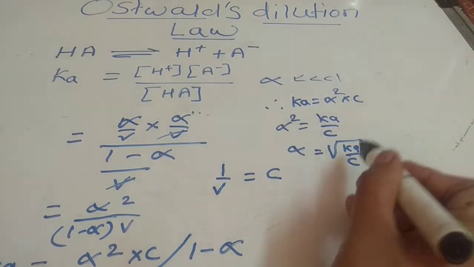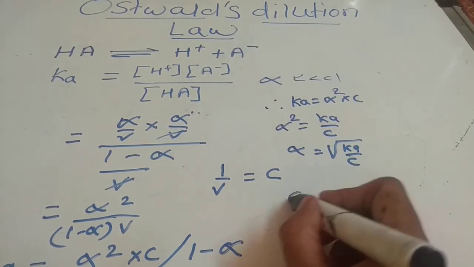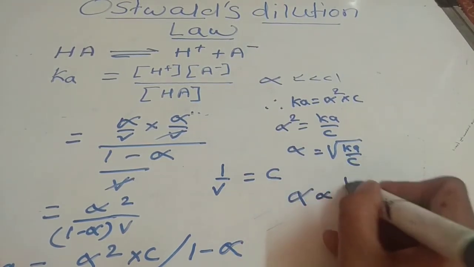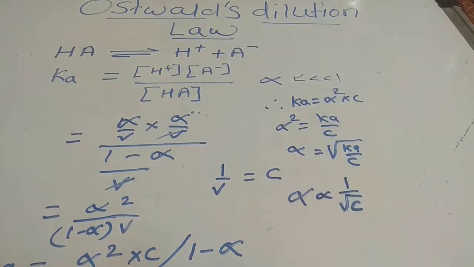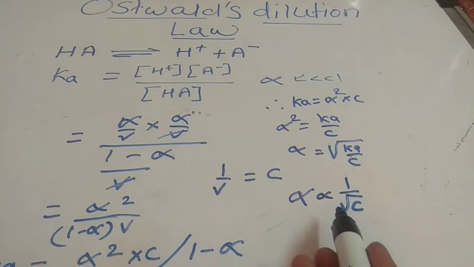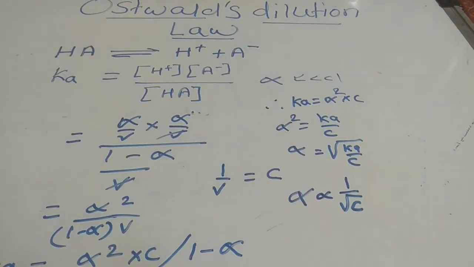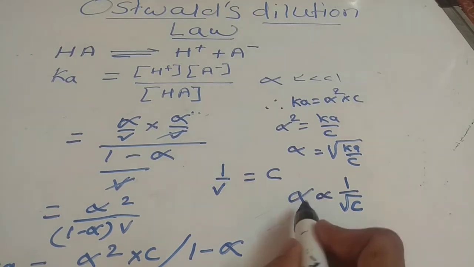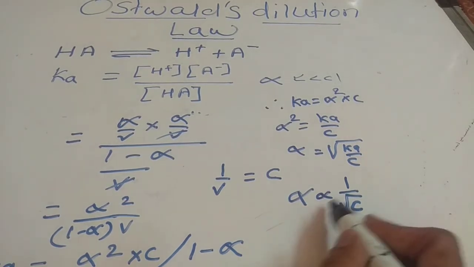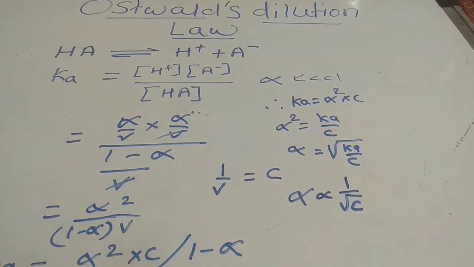It means Ka is a dissociation constant, and alpha is inversely proportional to square root of C. And this is proved. What is this? This is Ostwald's dilution law for weak acid HA. Degree of dissociation is inversely proportional to square root of C.